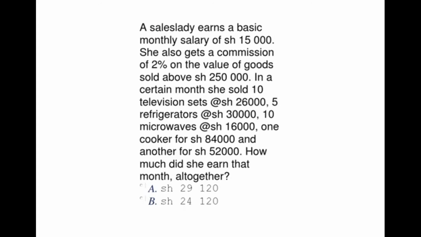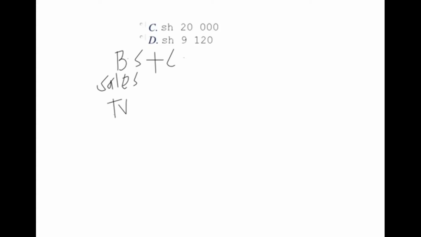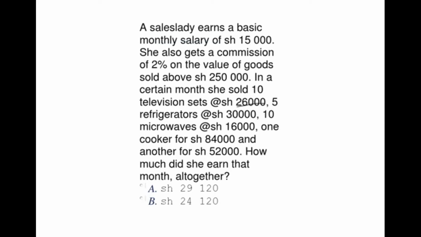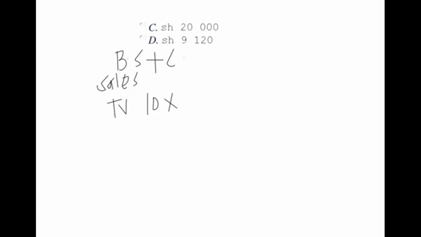So we know that her earnings is given by basic salary plus commissions. So let's find out the sales that the sales lady made. So we have 10 TV sets. So TV we have 10, and each was sold at 26,000. So we have times 26,000. This gives us 260,000.